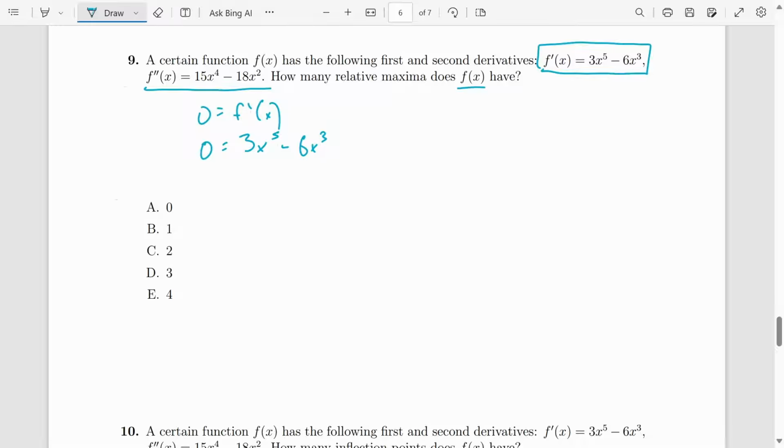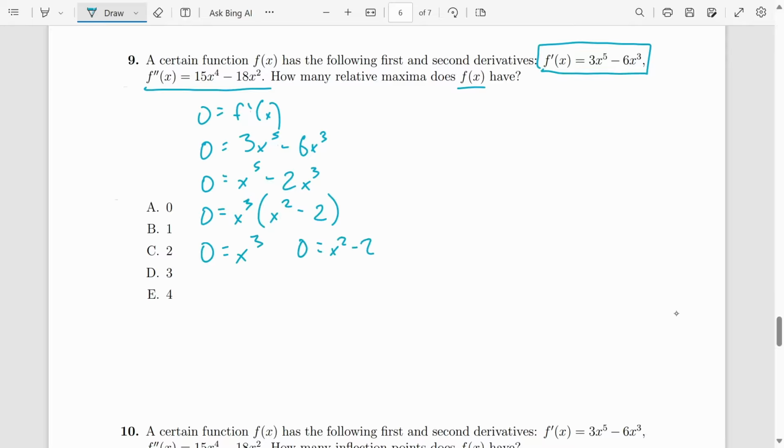Solving for x, the first thing we can do is divide everything by 3. So we get 0 equals x to the fifth minus 2x cubed. We can take out an x cubed, and we'll get 0 equals x cubed times x squared minus 2. Then we can break this off into two separate equations. So we'll have 0 equals x cubed and 0 equals x squared minus 2. We can just solve both of these independently.